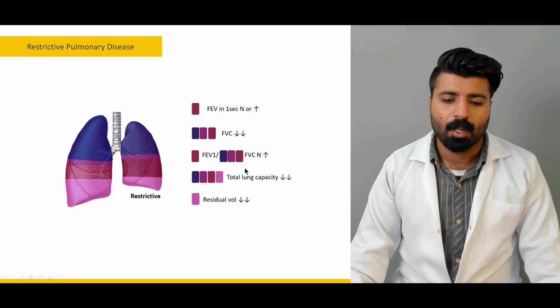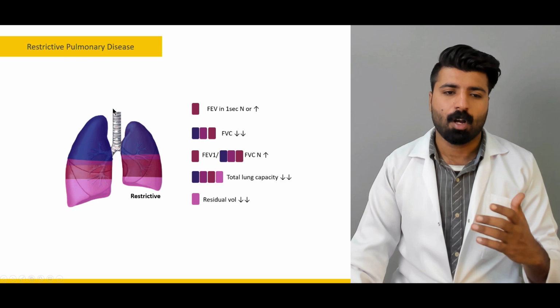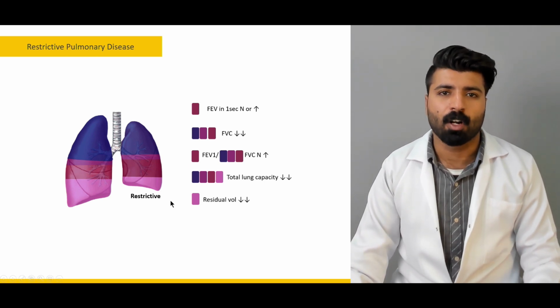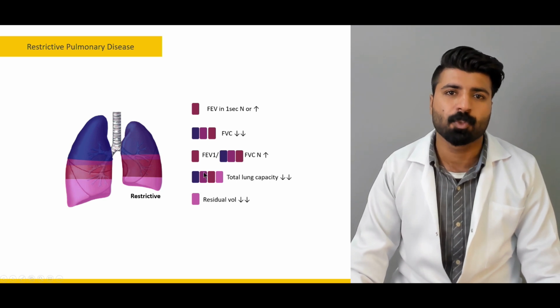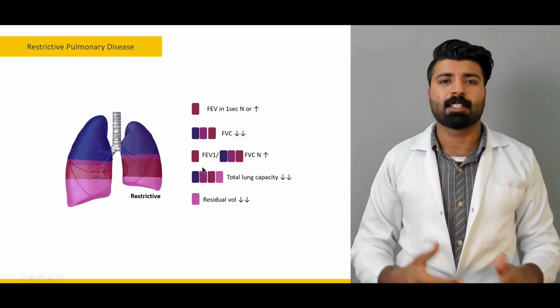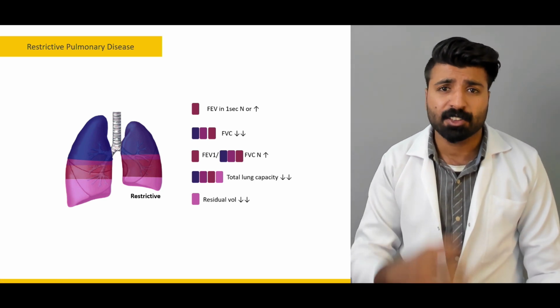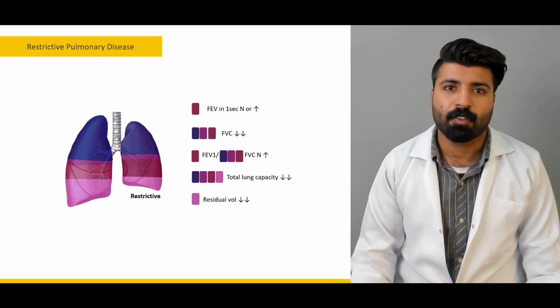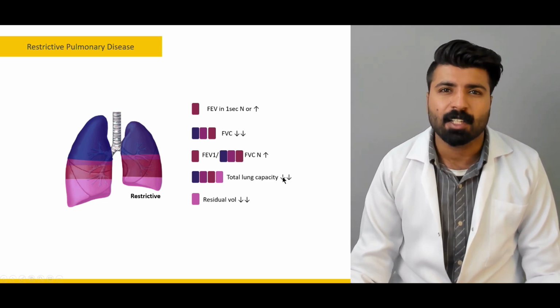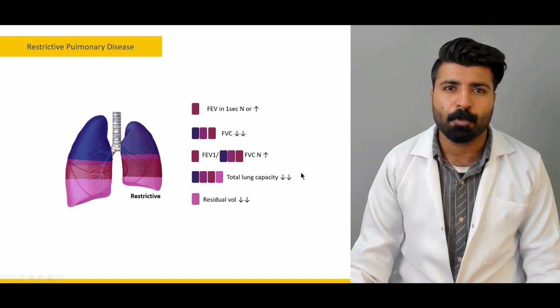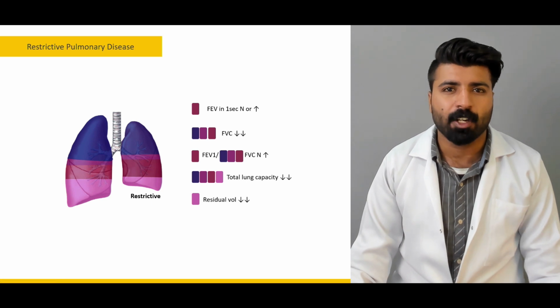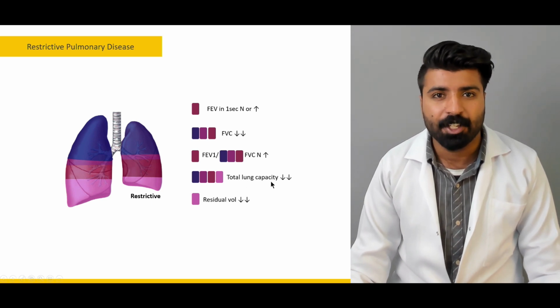Afterwards, we're going to talk about restrictive pulmonary disease. How is a restrictive pulmonary disease going to impact all of these tests? Let's do it one by one. We already discussed what a restrictive pulmonary disease is. There's a restriction to the airflow, to the air inflow. So what will happen to total lung capacity? It will decrease. The capacity is compromised because something is restricting the lungs from getting the maximum amount of air. So total lung capacity will decrease.